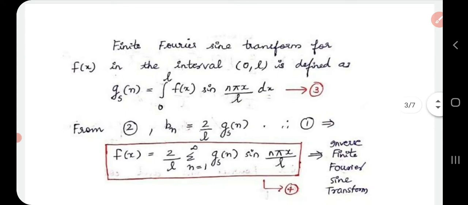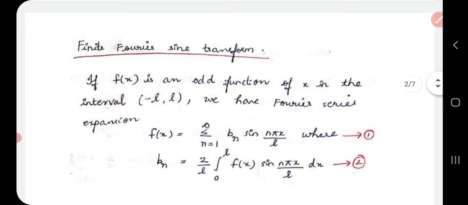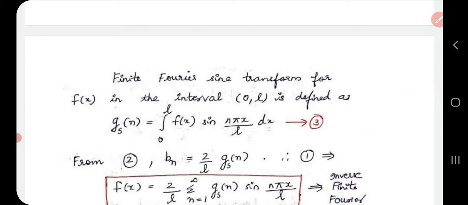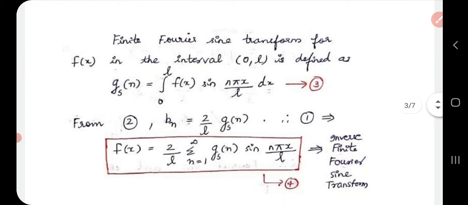Now finite Fourier sine transform for f of x in the interval 0 to L. The above one was from minus L to plus L. Now if the interval given in the question is from 0 to L, then the finite Fourier sine transform is defined as gs of n equal to integral over 0 to L f of x sin n pi x by L dx, equation 3.